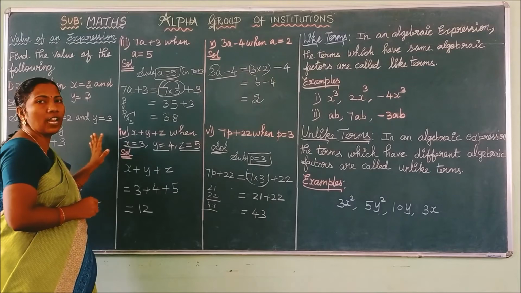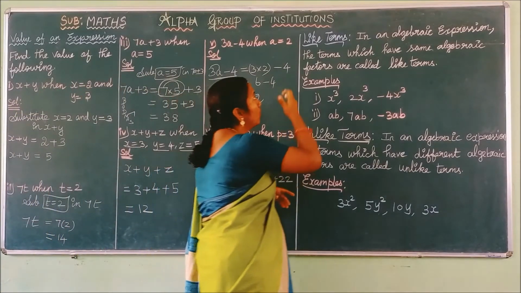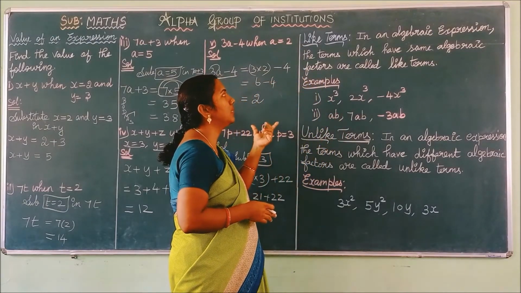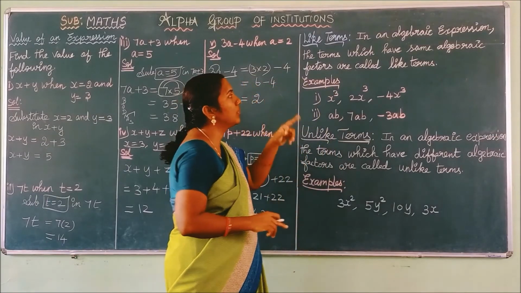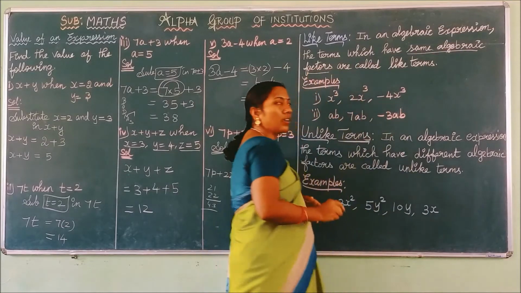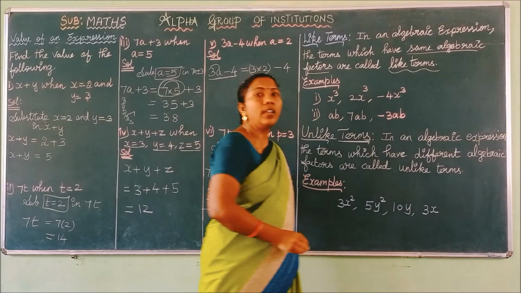You have to find the value of the given expression. Okay. Next we are going to see two concepts, like terms and unlike terms. What is meant by like terms? Read the definition. In an algebraic expression, the terms which have same algebraic factors are called like terms.